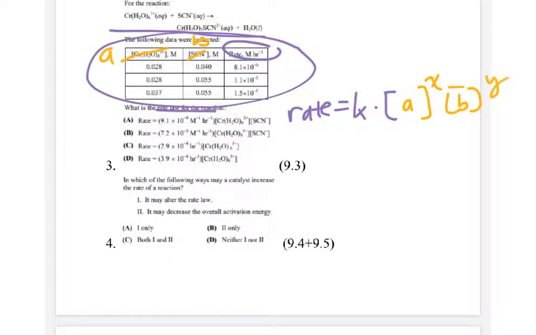So we need to solve for X and Y. Notice how in the first 2 rows, this is constant, but our B is changing. So this change is going to be 0.055 divided by 0.04, or it is multiplied by a factor of 1.375.